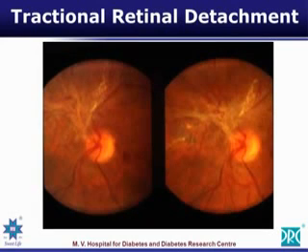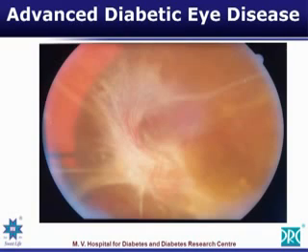Tractional retinal detachment. As I told you, wherever there is glial tissue, traction can take place. When this glial tissue contracts, it will pull on the retina and produce tractional retinal detachment, in the periphery. You can see here, and also here, the tractions. These are the yellow glial tissues pulling onto the retina. End stage or advanced diabetic retinopathy changes.